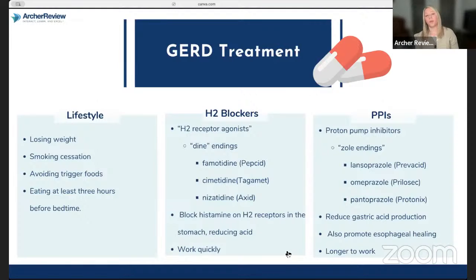Now, another thing you need to know about H2 blockers is that they can really come with a lot of symptoms, especially in our older patients. They can cause multiple central nervous system side effects like delirium, forgetfulness, and confusion.